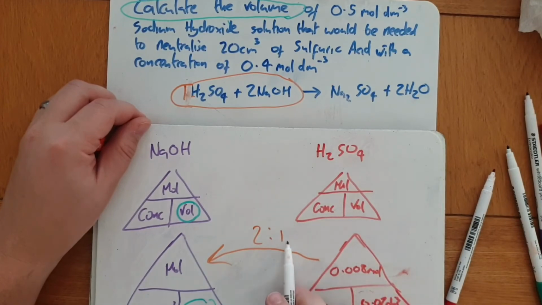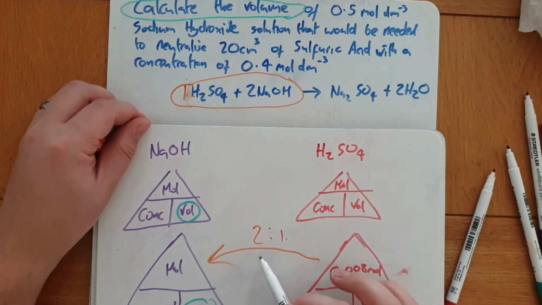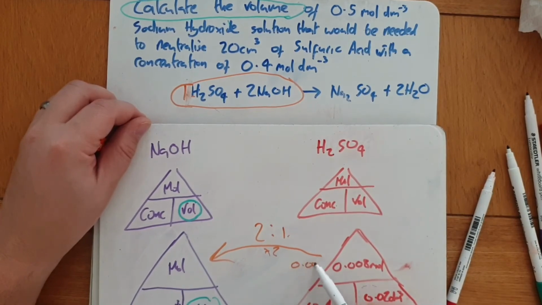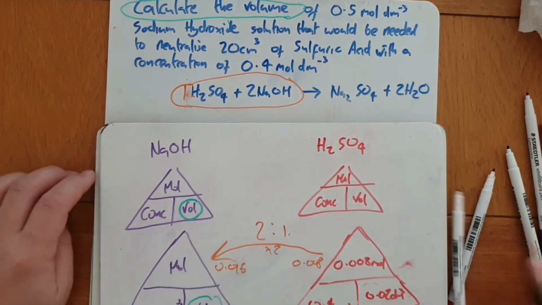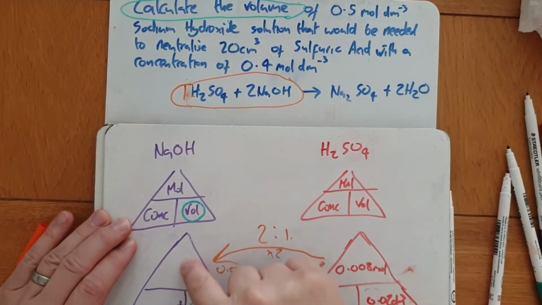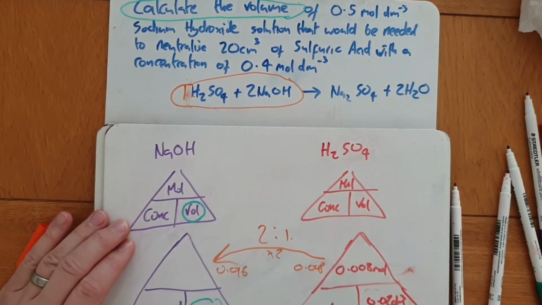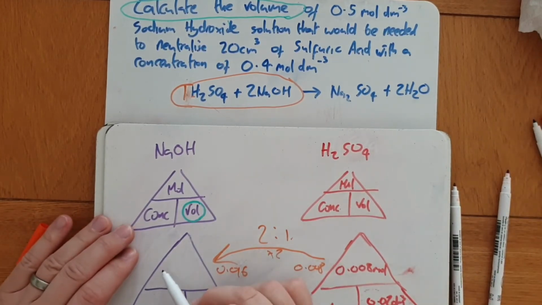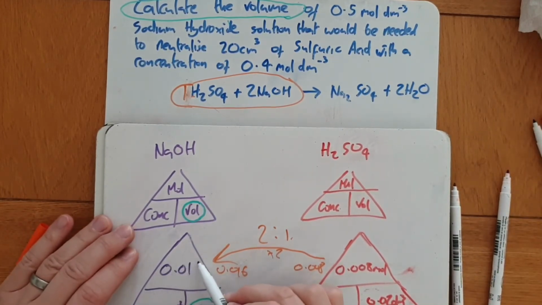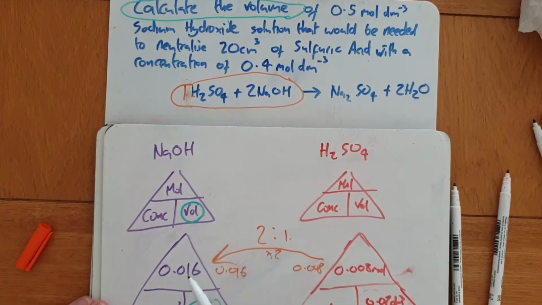So how do you turn a 1 into a 2? You double it, you times it by 2. So that means if we had 0.008 moles of this, we need to times it by 2, and we will have 0.016 moles of that. So we've filled in the first blank. 0.016. So now we know the moles.